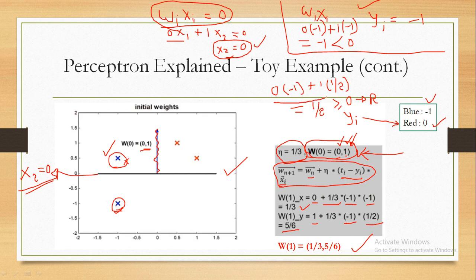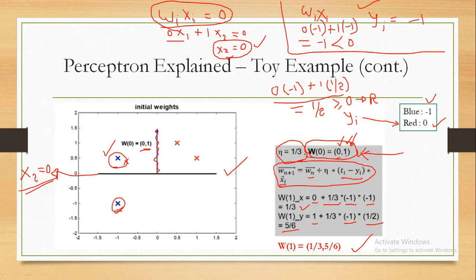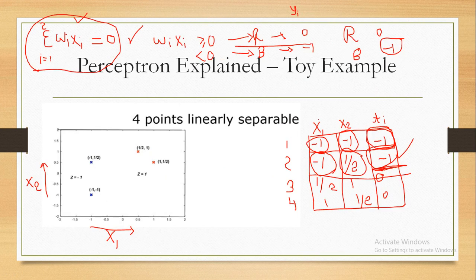Fine. When I put the values, what are the feature values? The feature values are -1 and 1/2. What is the weight value? That is 0 and 1. Yes, previously. So this weight value that I had, use it here. So 0 into -1. Why -1? Because the first feature value is -1. So that is 0. 1 into 1/2, so the answer is 1/2.